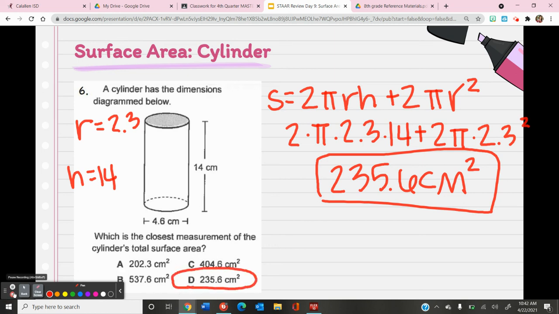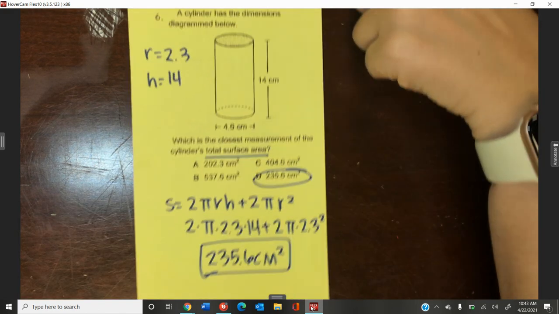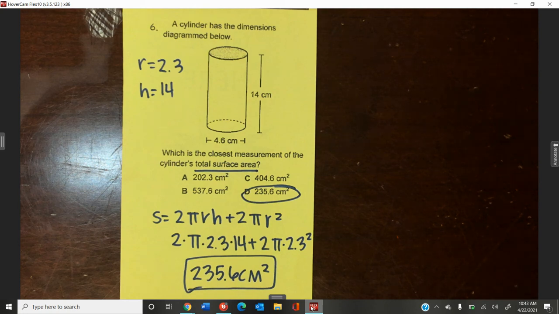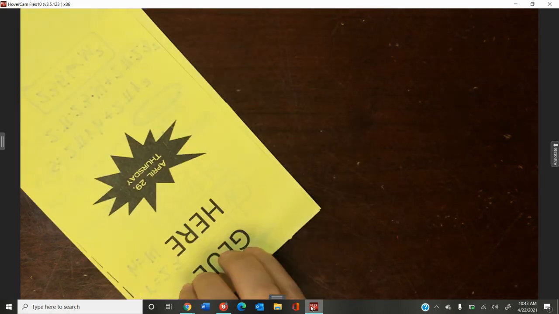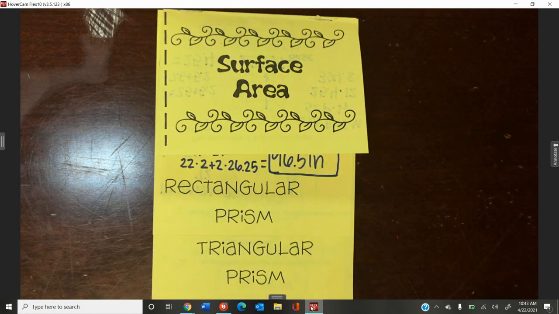So now lastly, taking a look at our foldable. This is, again, everything you should have written down for number 6. Now, once you have completed this, if you need to look back, go ahead and look back. But once you have finished your foldable, you're good to go. Today was only surface area, so you can go ahead and complete your assignment.